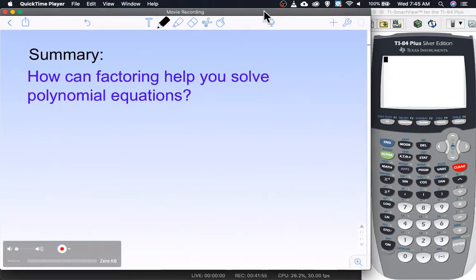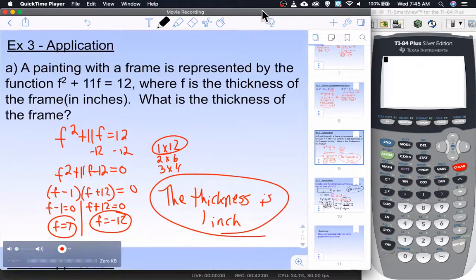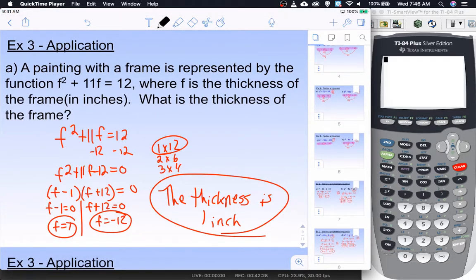Well, it allowed us to solve equations that we've never been able to solve before. You've never solved an equation like this before: f squared plus 11f minus 12. We've never been able to do that. Now that we know how to factor, we can break down an uglier expression into two smaller, simpler expressions. And using this fantastic zero product property, we can then solve them both and get our two solutions. So really that's what it comes down to.